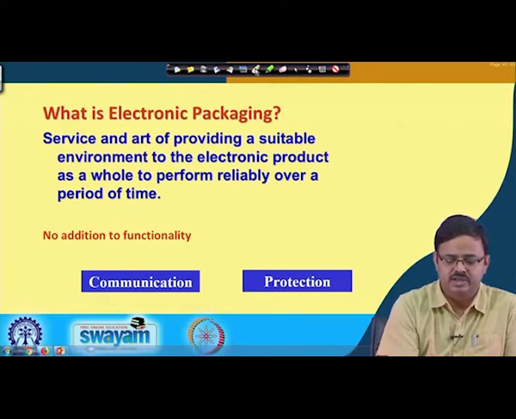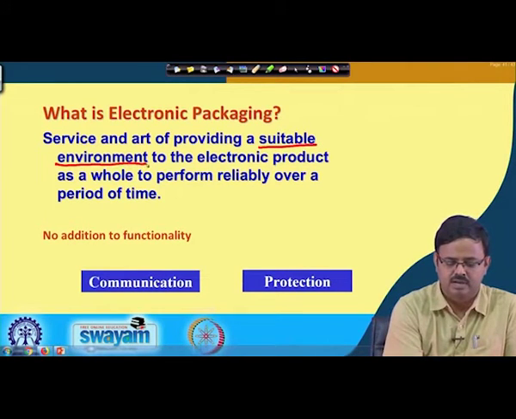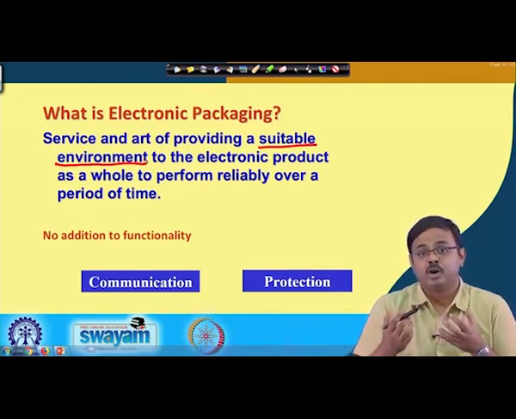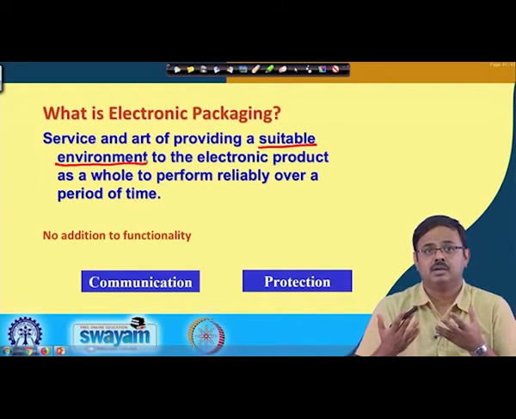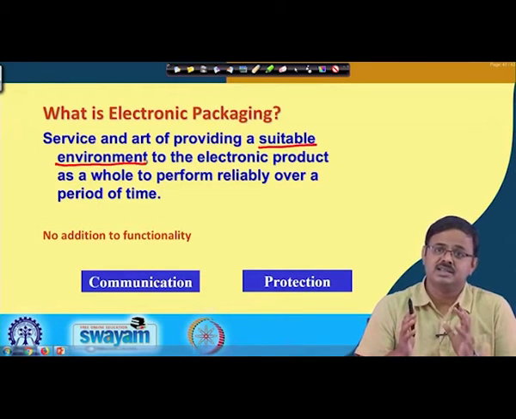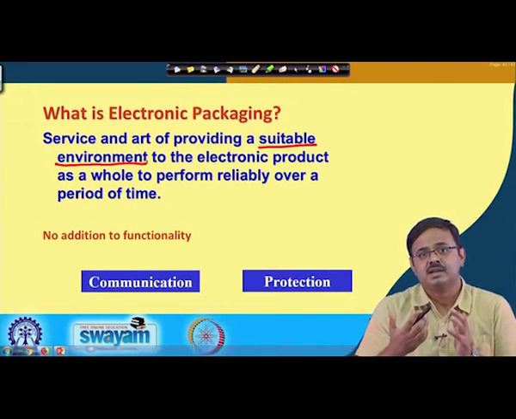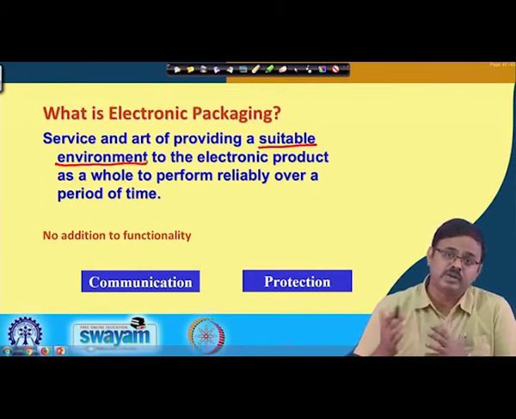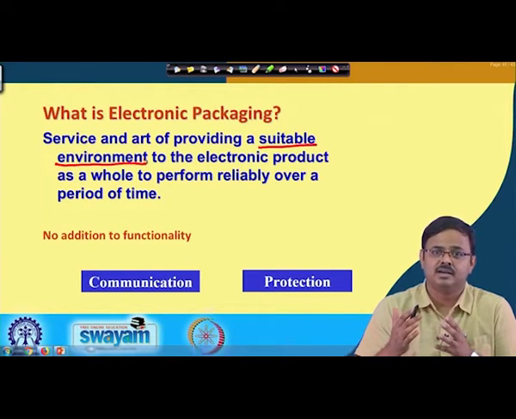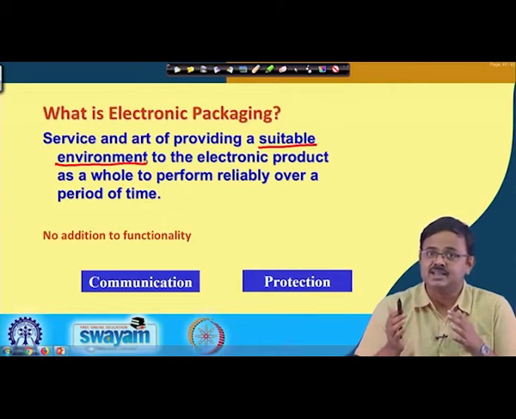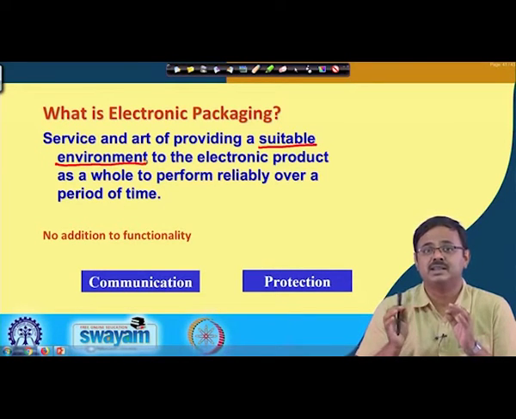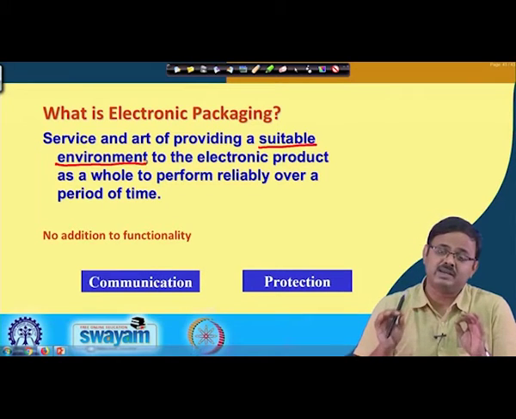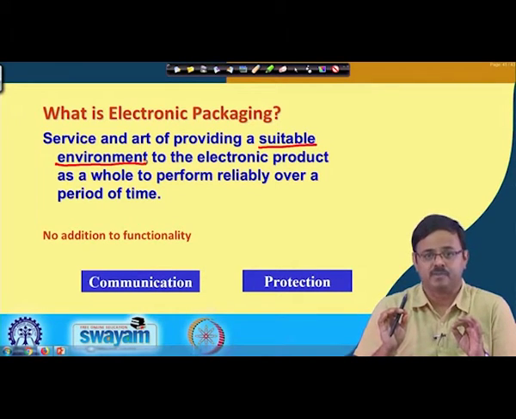Let us look at each of these terms. Providing a suitable environment. When I talk about a suitable environment, it is within the product, maintaining the conditions such that each of them performs as per their expectations, which means they are able to talk and communicate with each other. They are able to exchange signals, and the integrity of those signals is maintained, signal integrity. The power is delivered at the right place at the right point of time from the power generating device.